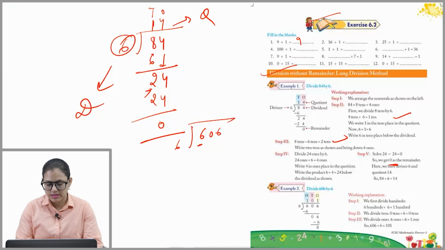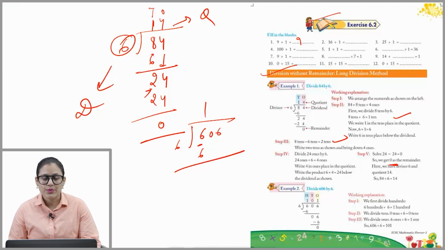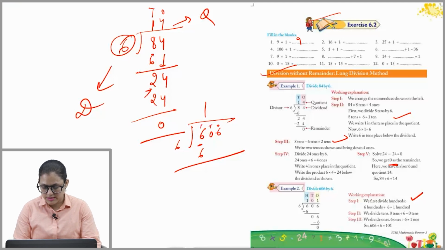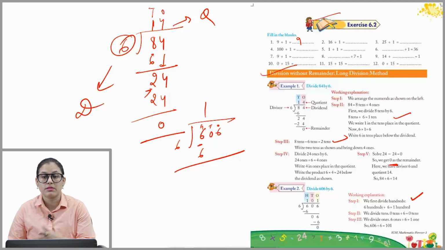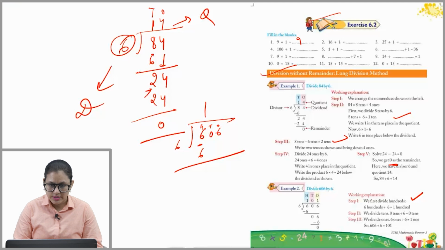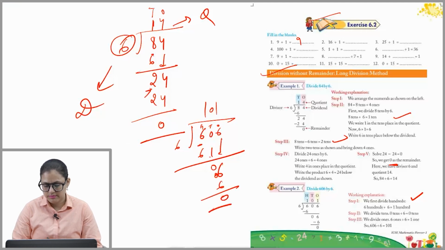Example 2, 606 divided by 6. First we will take this number, 6 ones are 6. We divide hundreds, tens, ones. This is hundreds. So 6 hundreds divided by 6 is equal to 100. Now we divide 0 tens by 6, which is 0 tens. If we bring down this, 6 zeros are 0, and then bring down 6. 6 ones are 6, and if we subtract 6 from 6 we get 0. So the remainder is 0, this is the quotient, and this is your divisor.